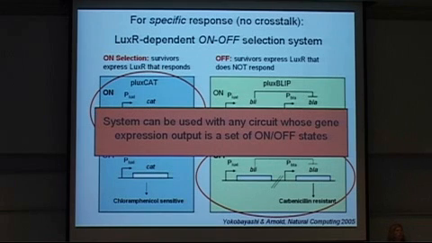And in general, using this system, the beta-lactamase inhibitory protein for the off selection and anything for the on selection is a nice system for any type of on-off circuit that you want to try to create with synthetic circuits.